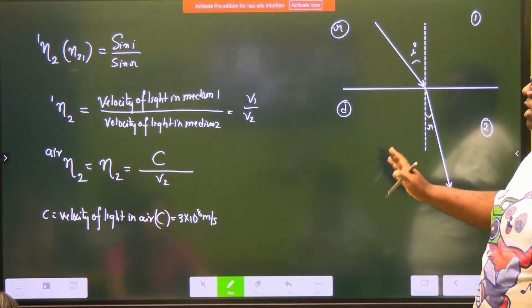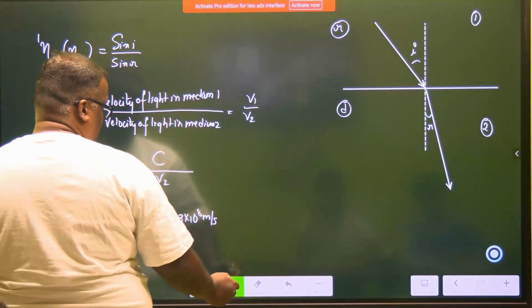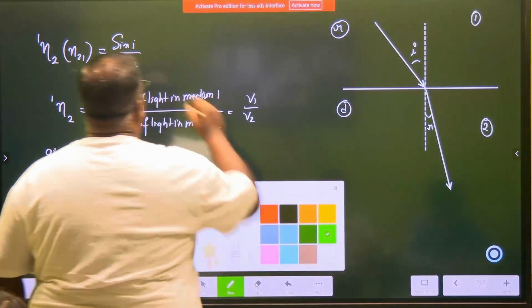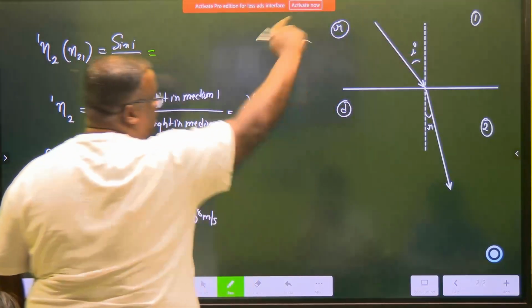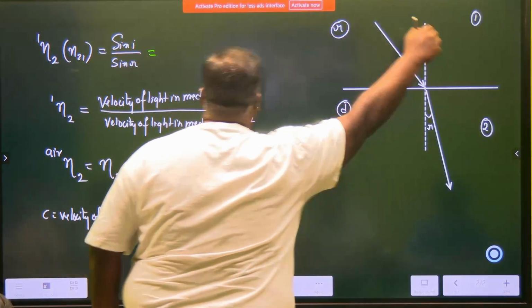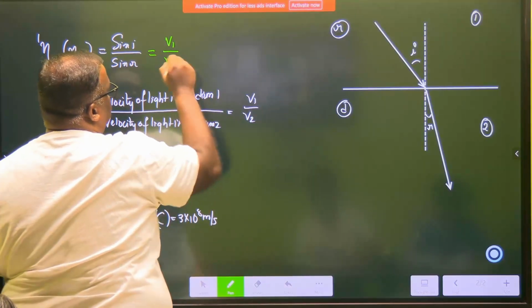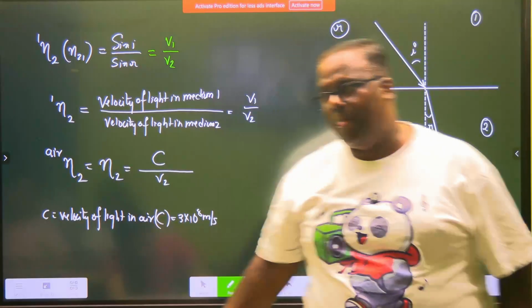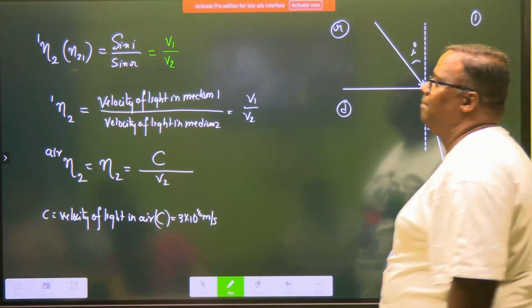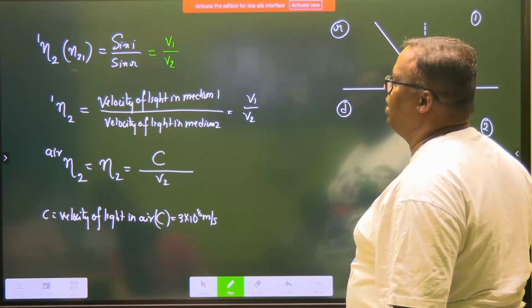So this was one more way. Now I can extend this formula, sin i by sin r, applicable for this diagram. Where I've written 1 out here, I can also write V1 by V2. Children, is there any issue with anyone? Fine. Okay.